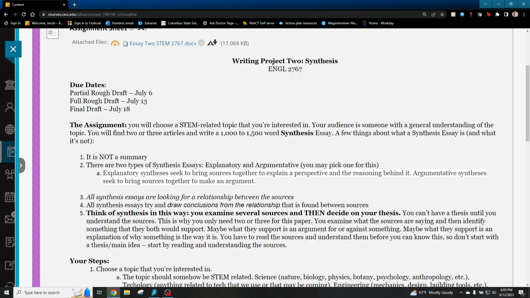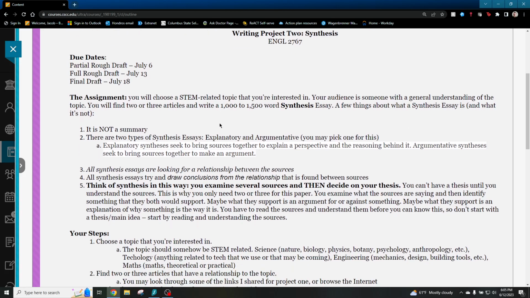So the assignment itself, you're going to choose a STEM-related topic that you're interested in. Your audience for this paper is going to be someone who has a general understanding of that topic. You are then going to find 2 or 3 articles and write a 1,000 to 1,500 word synthesis essay. So let's take a look at some things that a synthesis is and is not.